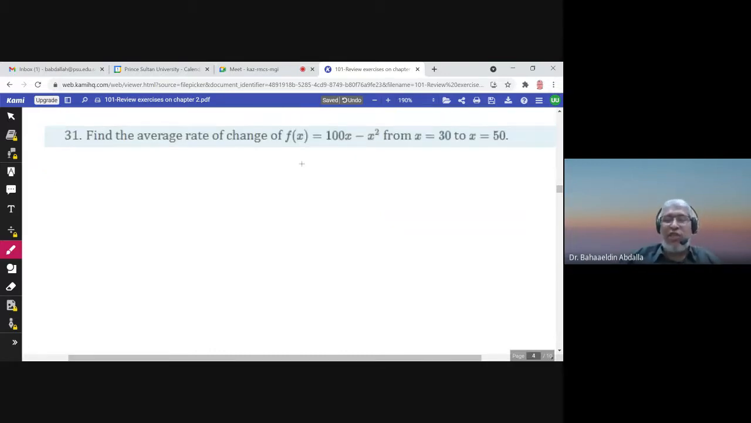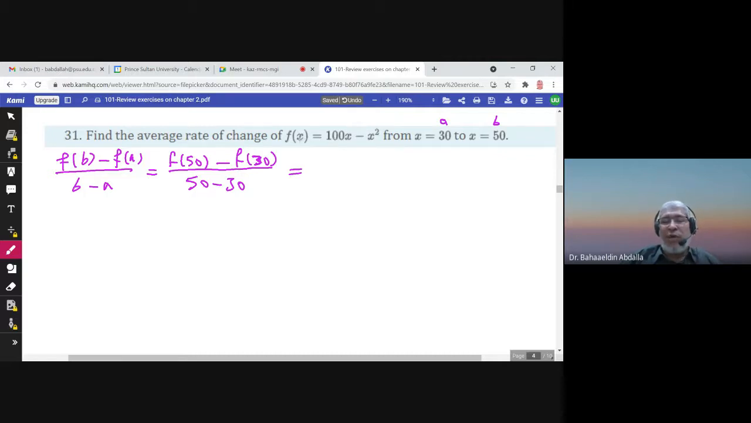Find the average rate of change. Well, the average rate of change by definition is f of b minus f of a over b minus a. So b here is, let us say, 50 and a is 30. So I need to find f of 50 minus f of 30 over 50 minus 30. So f of 50, I replace x here by 50. So 100 times 50 minus 50 squared. Okay, the answer is 2500.